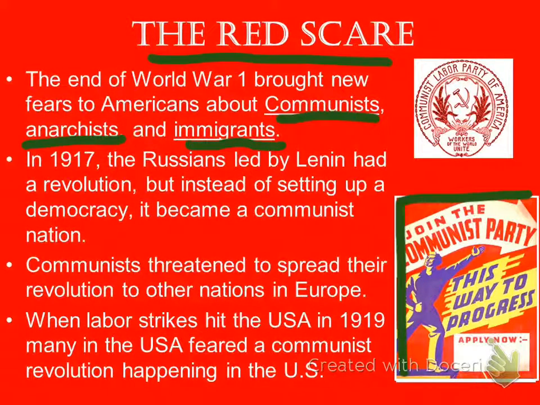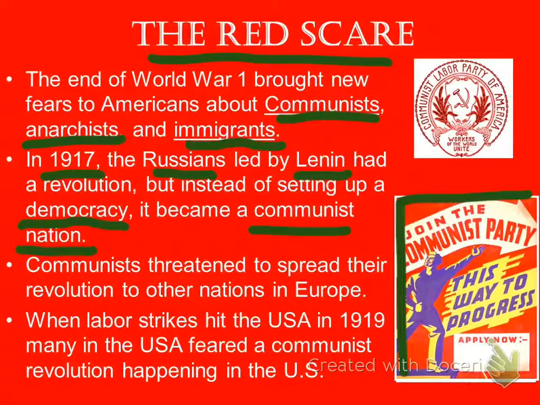The second bullet. In 1917, Russia, led by Vladimir Lenin, had staged a revolution and overthrown the Tsarist government. The Tsar of Russia, Tsar Nicholas, was overthrown by the Communist Party led by Lenin. And instead of setting up a democracy, a form of government that we're familiar with, Russia became a communist nation. And communism is a political concept in which the people own and control and share the factors of production.